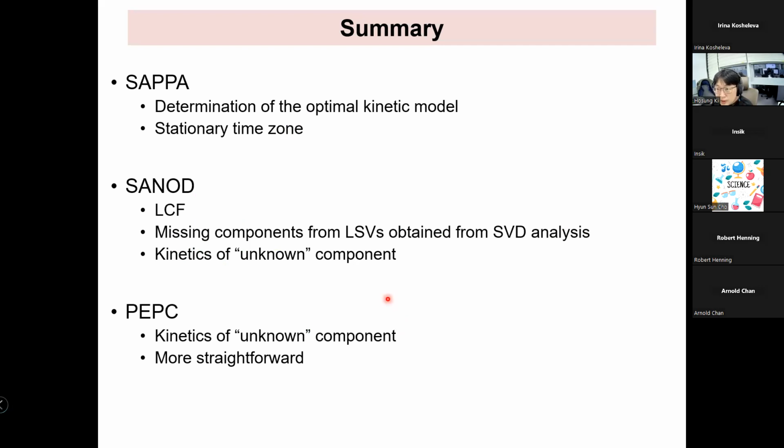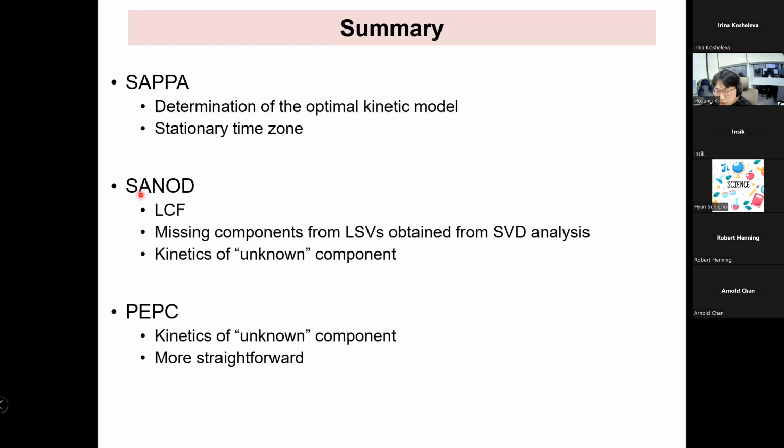In summary, I would like to summarize the three methods introduced today as follows. The first method is SAPA, and this method can be used to determine the optimal kinetic model quite straightforwardly. However, I want to emphasize that this SAPA method is not always applicable, but only applicable when the number of stationary time zones matches the number of significant signal components constituting the data.